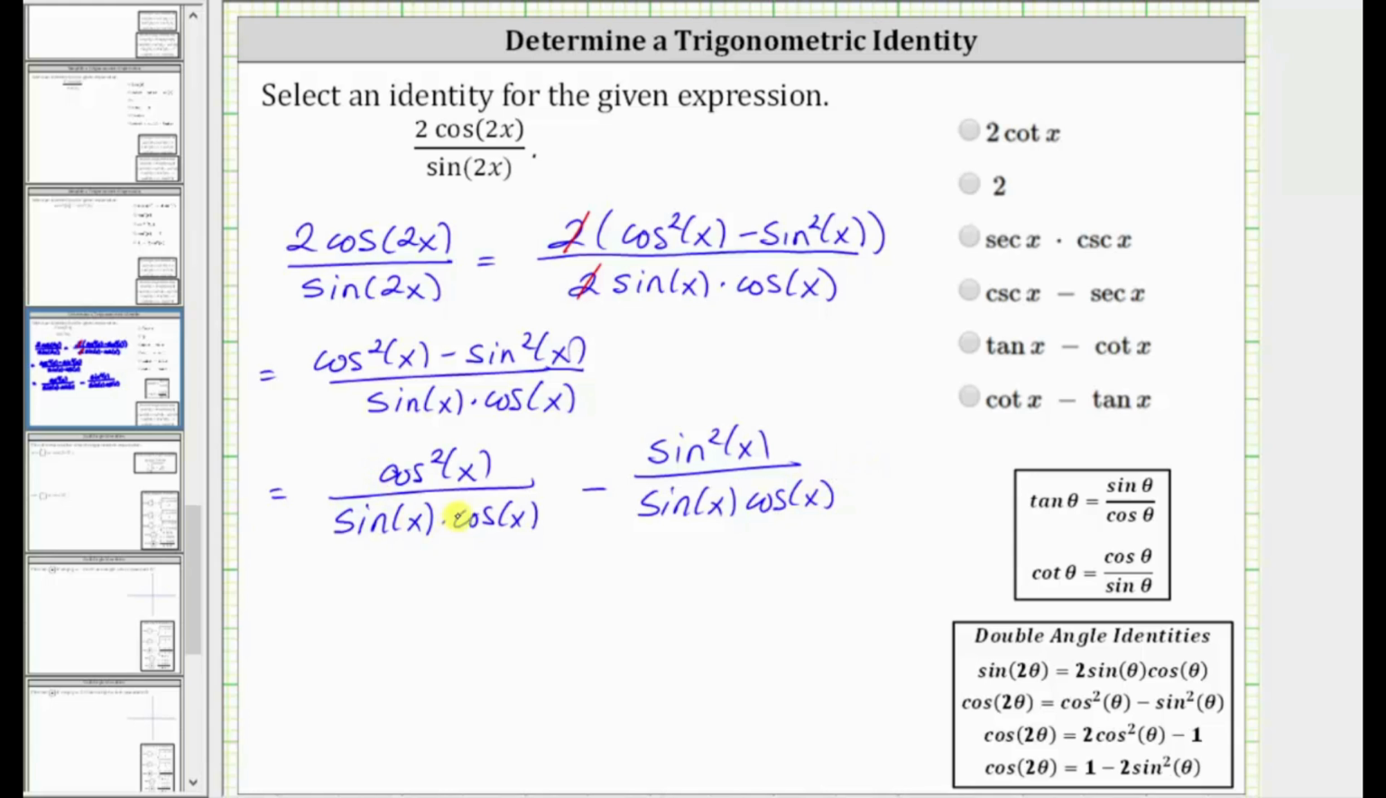Notice how the first fraction has a common factor of cosine x that will simplify out between the numerator and denominator. The cosine x in the denominator will simplify to 1, and the cosine squared x in the numerator will simplify to 1 factor of cosine x. Notice this fraction contains a common factor of sine x between the numerator and denominator that will simplify to 1. The sine x in the denominator simplifies to 1, and the sine squared x in the numerator simplifies to 1 factor of sine x. So the first fraction simplifies to cosine x divided by sine x, and the second fraction simplifies to sine x divided by cosine x.